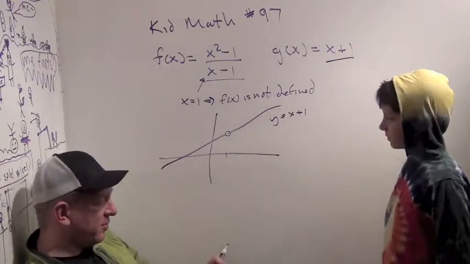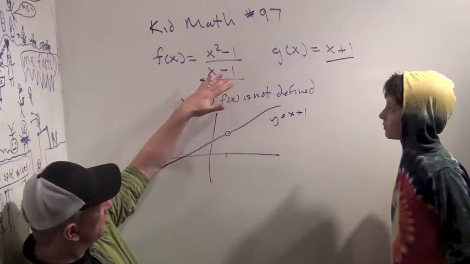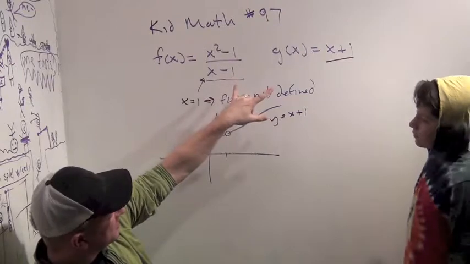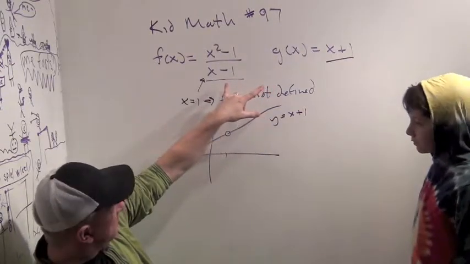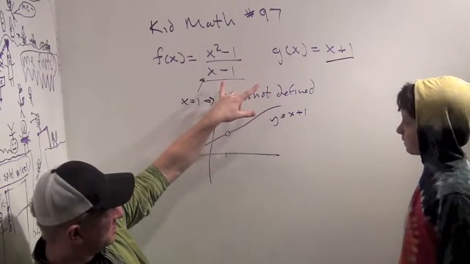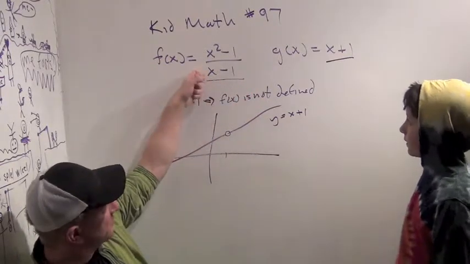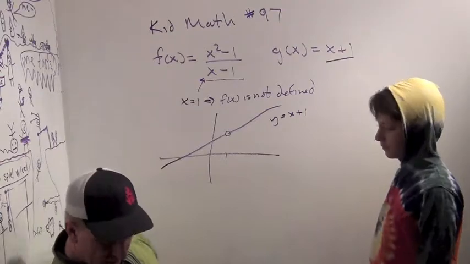Okay, so that is the subtle point I wanted to talk about: domains and ranges. If you're going to say two functions are the same, you have to make absolutely sure that they are defined everywhere. And this one has a hole in it. Yep. Okay. Good job.